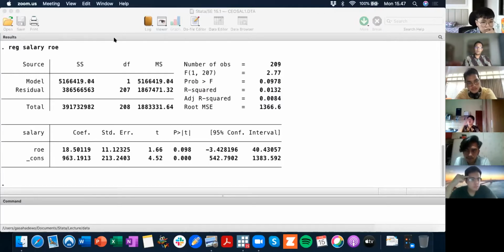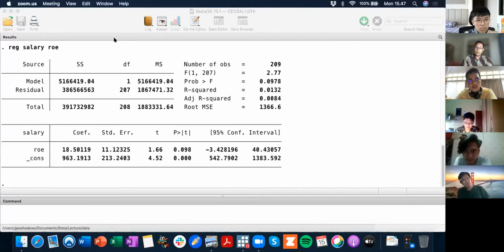So I encourage you guys to do some regression on the software that you like to use. You can use Stata, you can use R, or if you want to do SPSS or EViews, that's also fine. But the idea is that you start to train yourself into doing regressions. Okay, first writing the model and then making sense of the model.